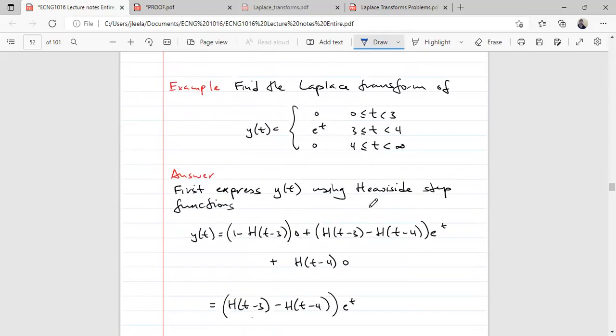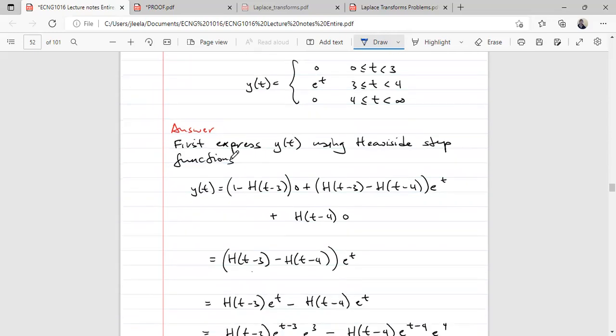So let's look at another example here. Find the Laplace transform of this piecewise function. It's defined to be 0 between 0 and 3, it's defined to be e to the power t between 3 and 4, and it's defined to be 0 between 4 and infinity. So we're expressing it in terms of the Heaviside step function.